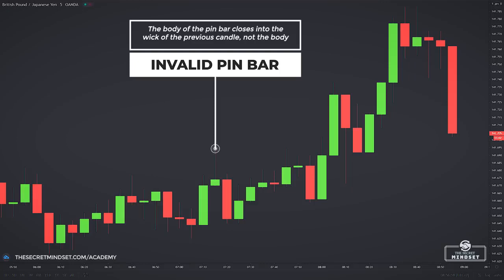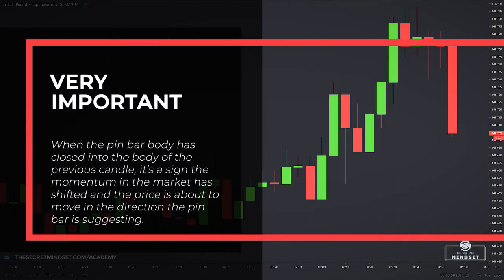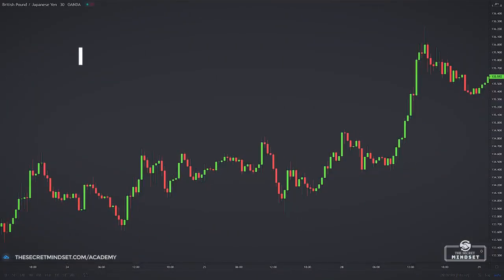The pin bars which have their body close into the body of the previous candlesticks have a slightly better chance of working out successfully than the pin bars which have their body close into the wick of the previous candlestick. The reason why is because when the pin bar body has closed into the body of the previous candle, it's a sign the momentum in the market has shifted and the price is about to move in the direction the pin bar is suggesting.